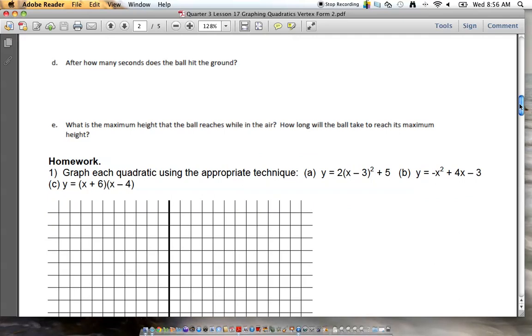How many seconds is it until the ball hits the ground? Did somebody graph it and see how many seconds until the ball hits the ground? About 6. It's a little after 6. Okay, so it says here after how many seconds, I guess it's just more than 6.